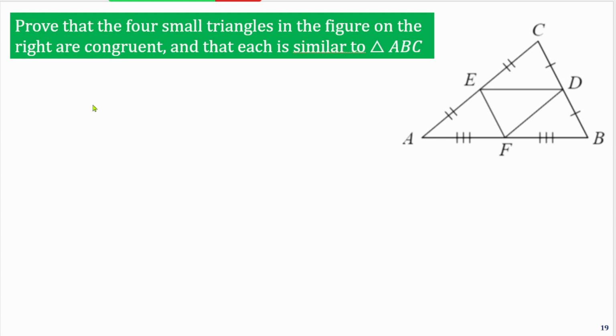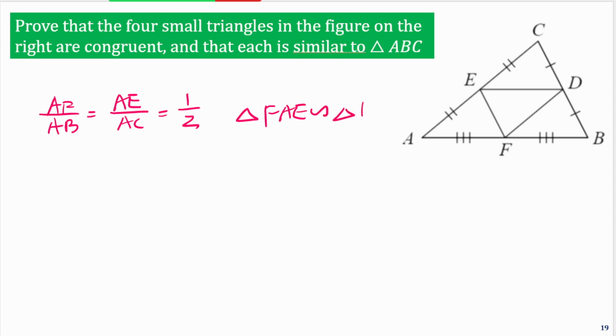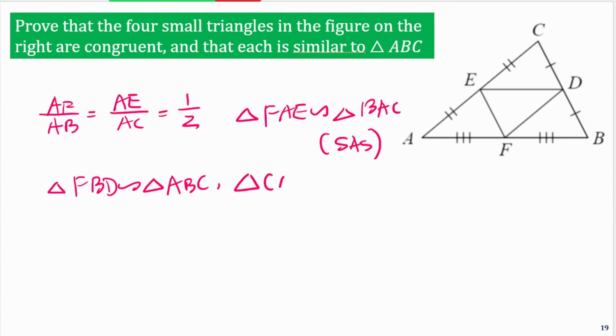Okay, so triangle FAE and triangle BAC have an angle in common, but we don't know anything about the other angles of those triangles. So we look to SAS similarity to prove similarity, right? Since AF over AB equals AE over AC, which is 1 over 2, we have triangle FAE similar to triangle BAC by SAS similarity. Similarly, we can also show triangle FBD similar to triangle ABC, and triangle CED is similar to triangle CAB, right?